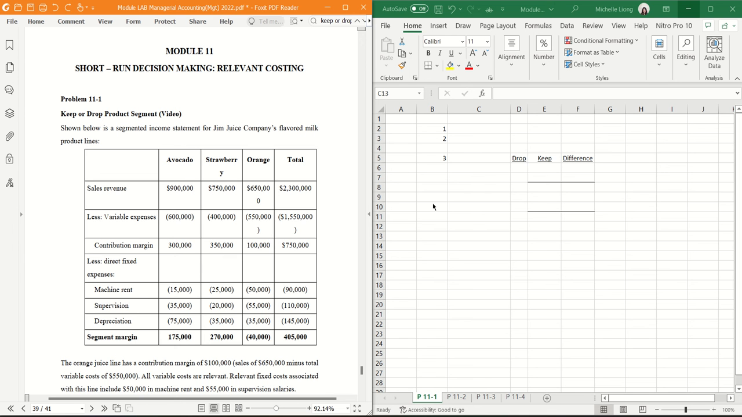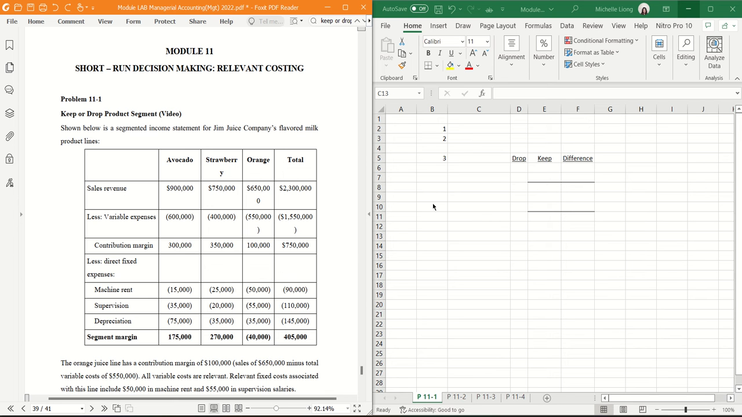Okay, hi. So today we'll learn Module 11 for short-run decision making in relevant costing. So what is relevant costing? It's a term actually to describe avoidable costs that are incurred only when making specific business decisions.